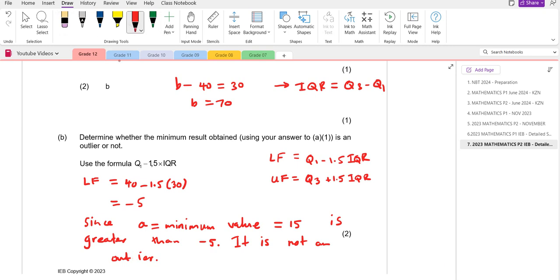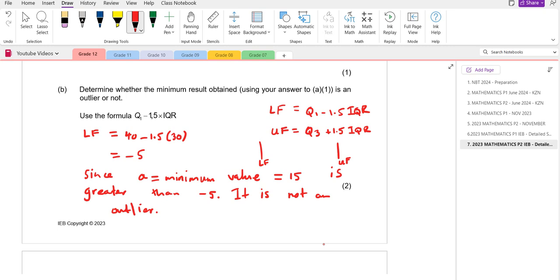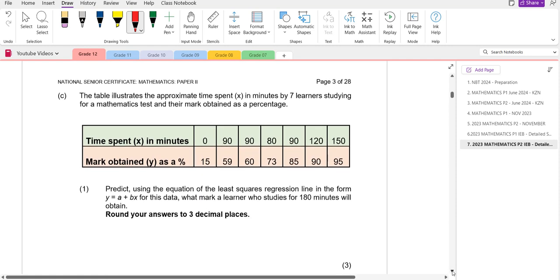Nice question, right? And remember, if all your data values are fenced in lower fence and upper fence, then you're not going to have an outlier. You'll get outliers if it lies outside. I hope you guys are understanding. Let's move on to the next question.